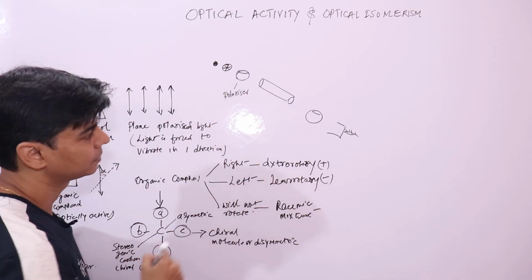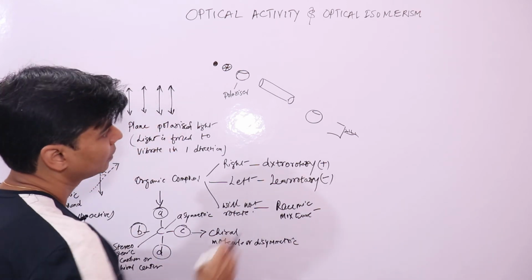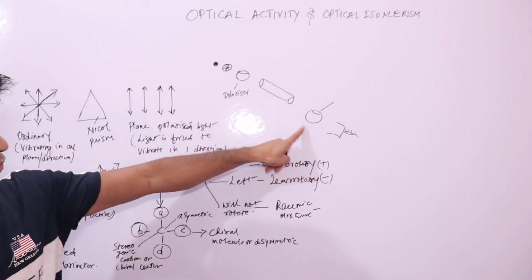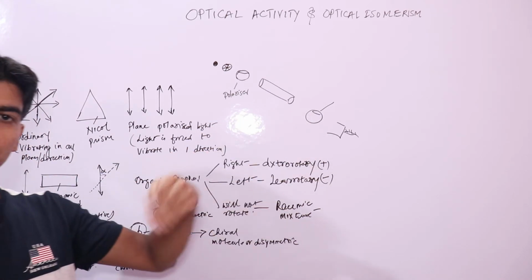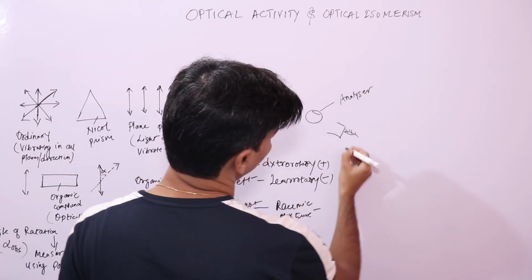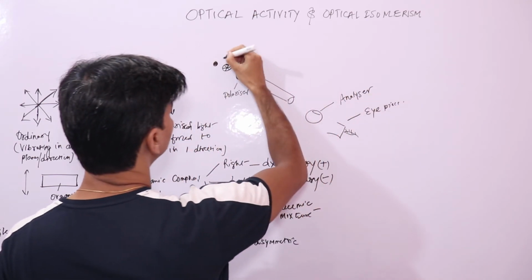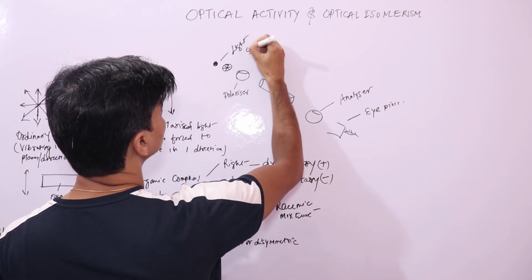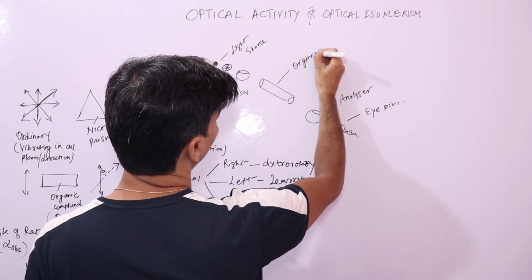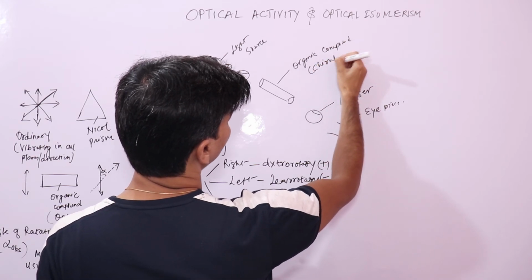So this is a Nicol prism, this is a polarizer, because when light passes through it, it will polarize the light. It will force the light to vibrate in one particular direction. And using this, we will measure the angle of rotation. So this is an analyzer, and this is your eyepiece, and this is your light source. And in this you have an organic compound, which we know is a chiral molecule.